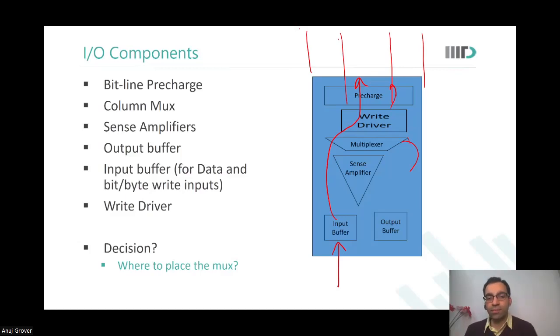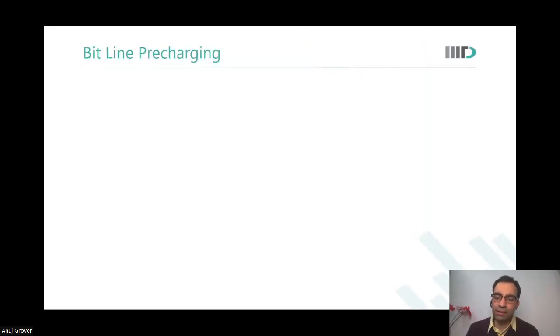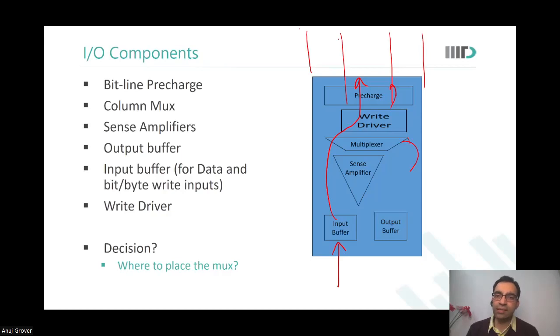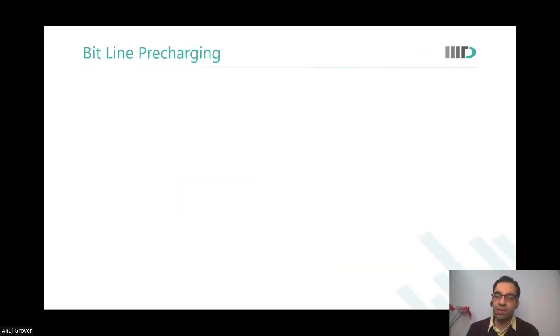So as I just was mentioning, even when you have just these 6 or 7 blocks there, how you arrange them can have a bearing on the PPA of the memory that you are designing. So now let's start with the circuit designs. Each of these circuits we will look at one by one. Okay. So, bit line precharge.